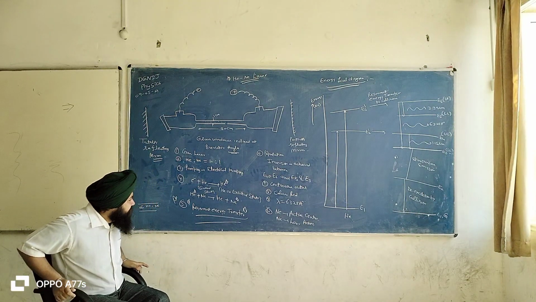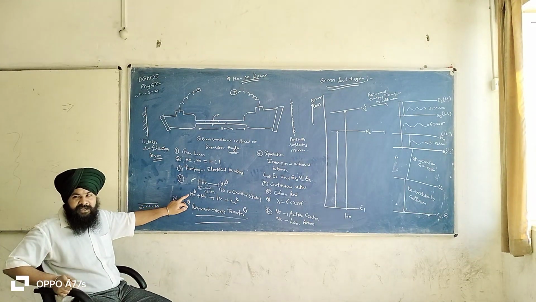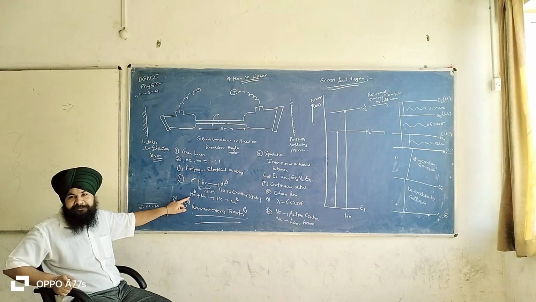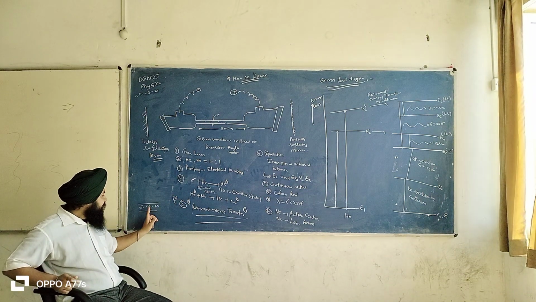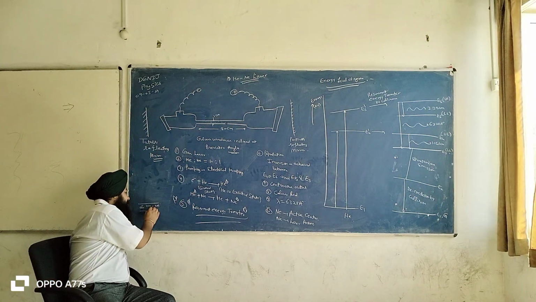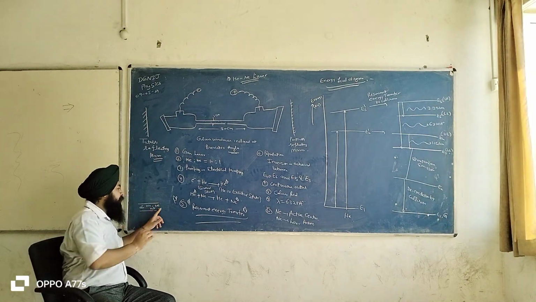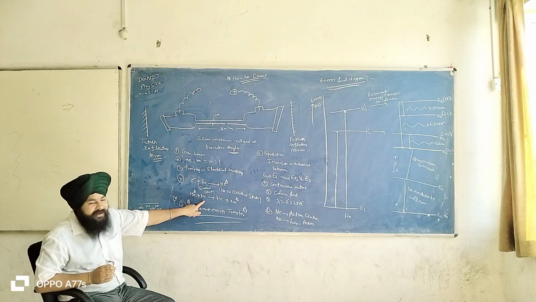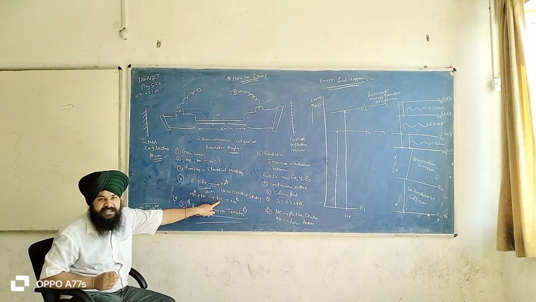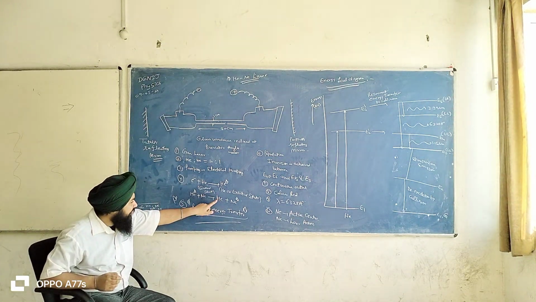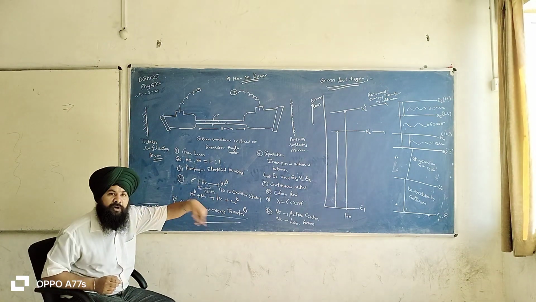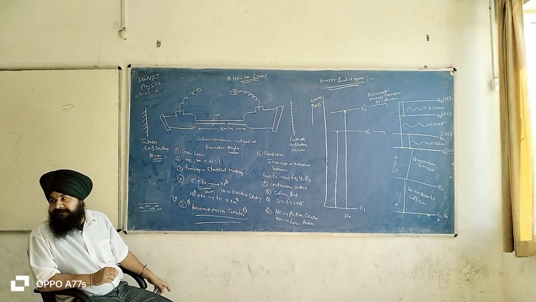Now what will happen? This excited state helium, helium star means excited state helium, will collide with the neon which is present in the ground state, and as a result helium will transfer its energy to the neon, and helium comes to the ground state and neon goes to the excited state.